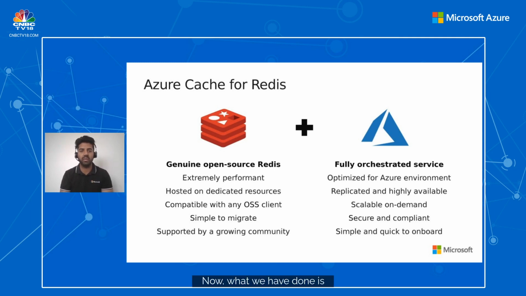Now, what we have done is we have taken this open source Redis that is so famous across the developer community, and we have hosted it on Azure. What that gives us is the extreme performance of Redis, then the SLAs of Azure, right? With hosted Redis you get its features with the scale and security of Azure. Redis is simple to migrate to, and it is just as easy to migrate to Azure Cache for Redis as well. So it's very simple and quick to onboard.